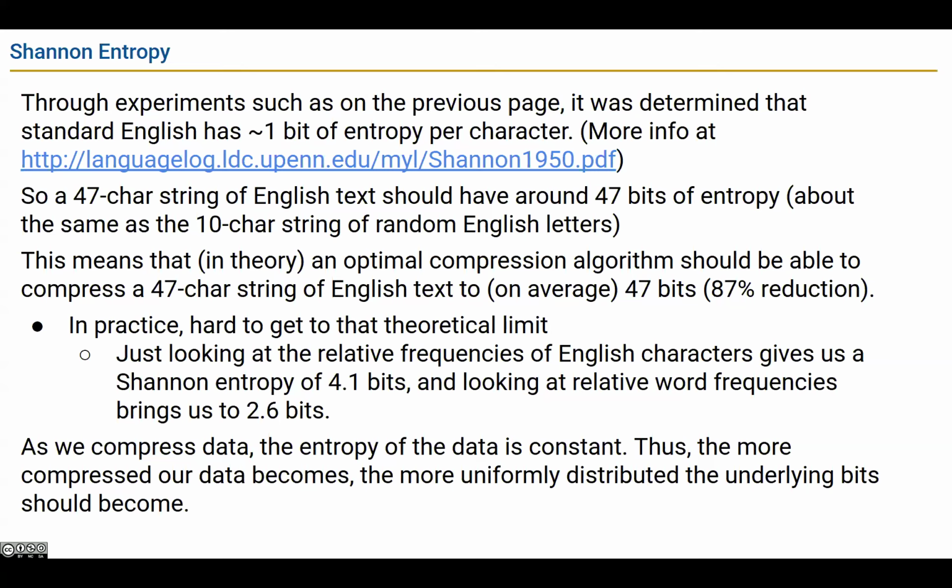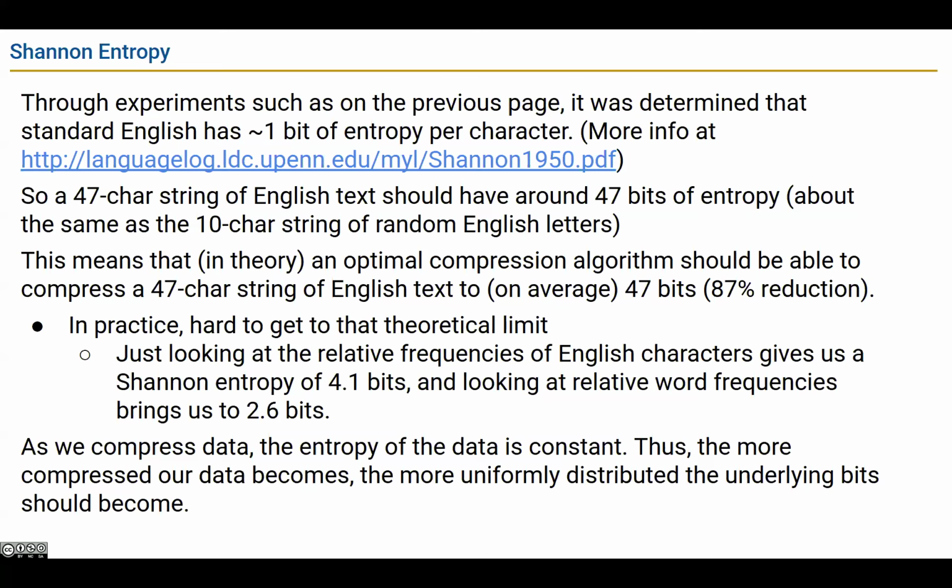If you just look at the relative frequencies of English characters, you can get a Shannon entropy of 4.1 bits, so you can go down from 8 bits to 4.1. If you look at relative word frequencies, you can get down to even 2.6 bits per character.